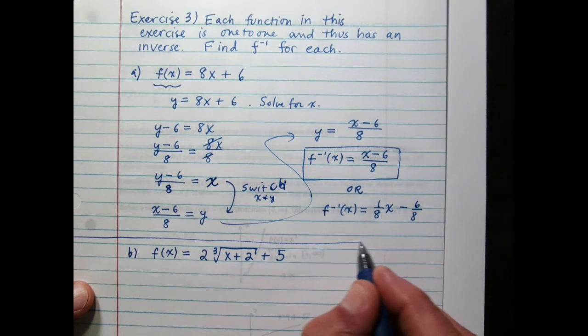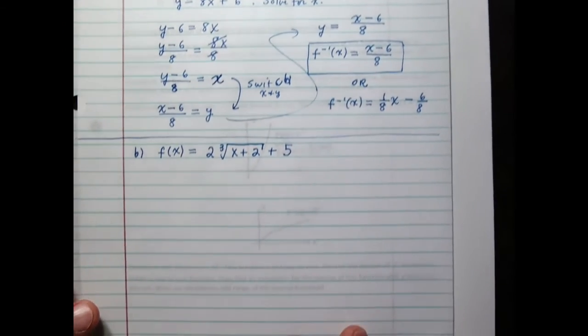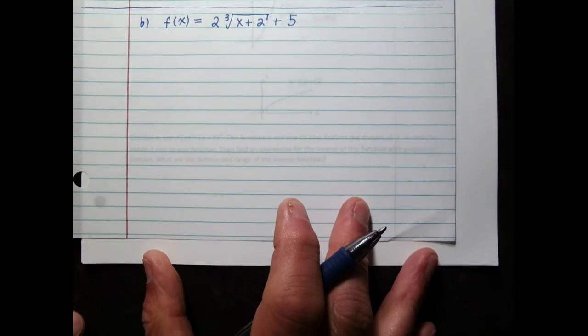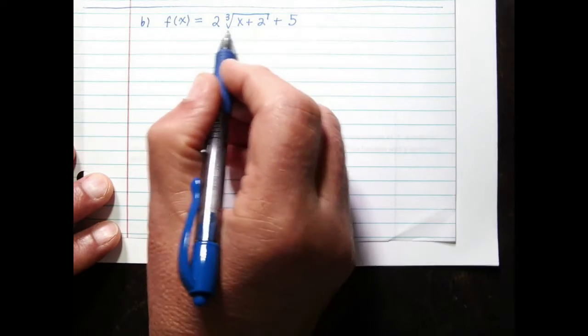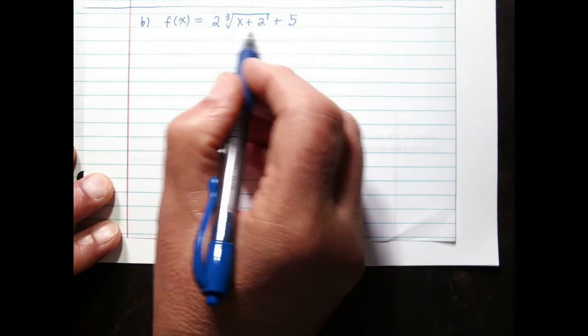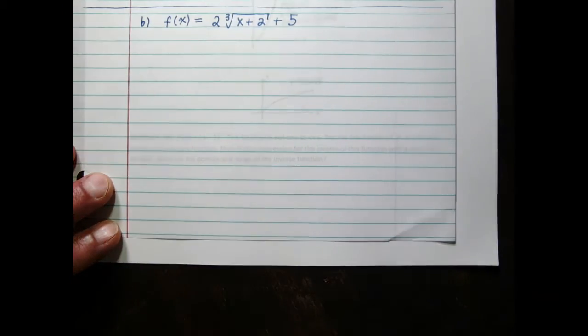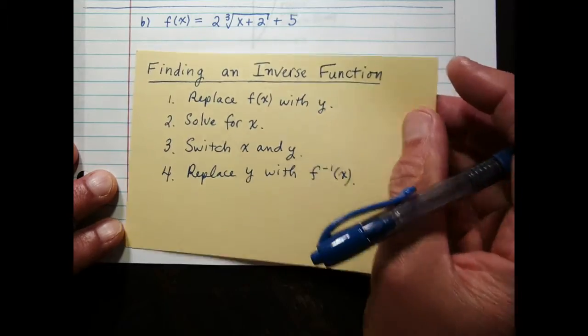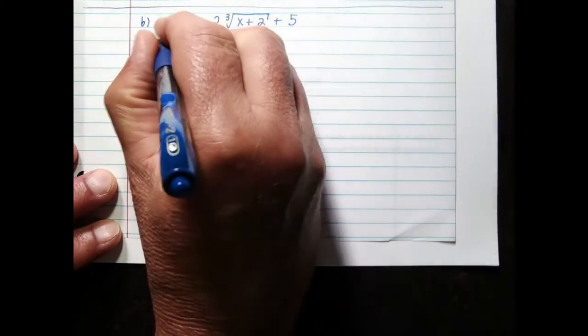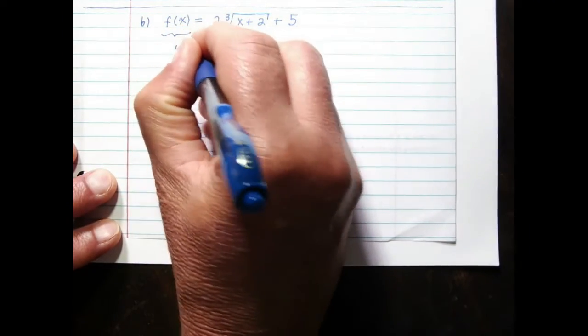Let's start the second one. So part B now is a little bit more complicated. f of x is this function here, 2 times the cube root of x plus 2, plus 5. And we want to find f inverse. So let's think about our steps. First, replace f of x with y. Okay, I can handle that.